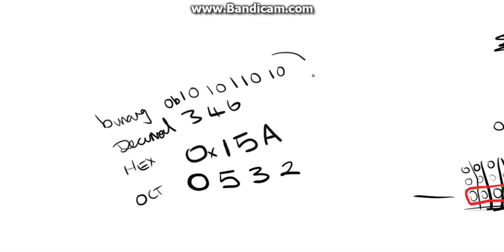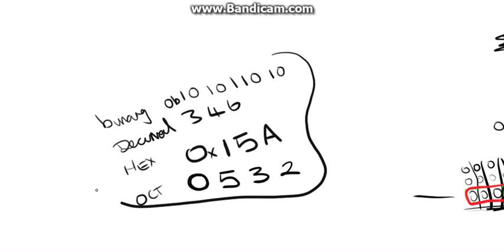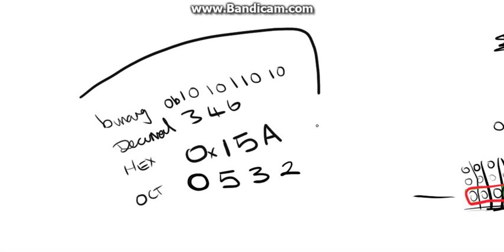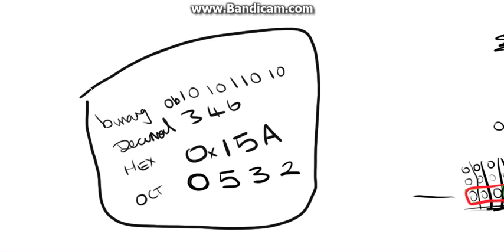So all these are equal, just in different ways. That was a horrible, horrible line. There we go. So all those are equal, and we've worked out binary, decimal, hexadecimal, and octal.